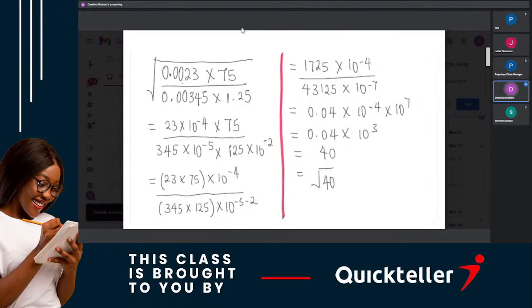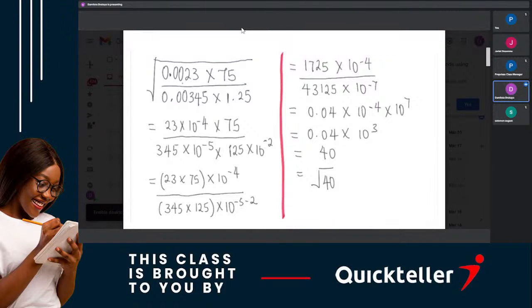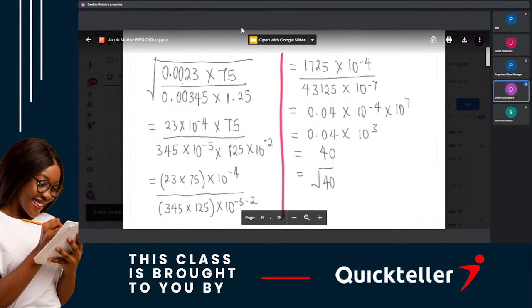So we have 0.0023 times 75 divided by 0.00345 times 1.25. What I did was change it to standard form. 0.0023, I moved 4 steps this way: 1, 2, 3, 4. That gives 23 times 10 to the power minus 4.